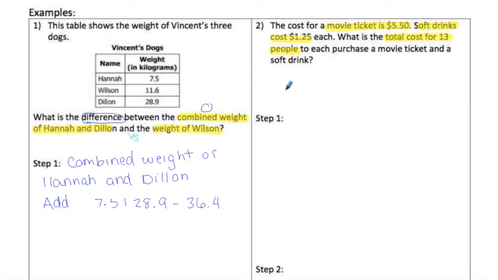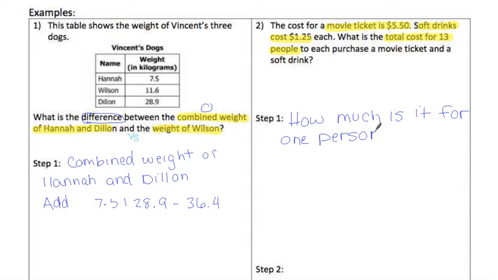Now, don't make the mistake just because I see total and add it all together. That's not the steps that we're going to do. First, we need to figure out how much is it going to be just to go to the movies for one person. Because we need to get up to 13, but we're not there yet. So the first step is how much is it for one person?